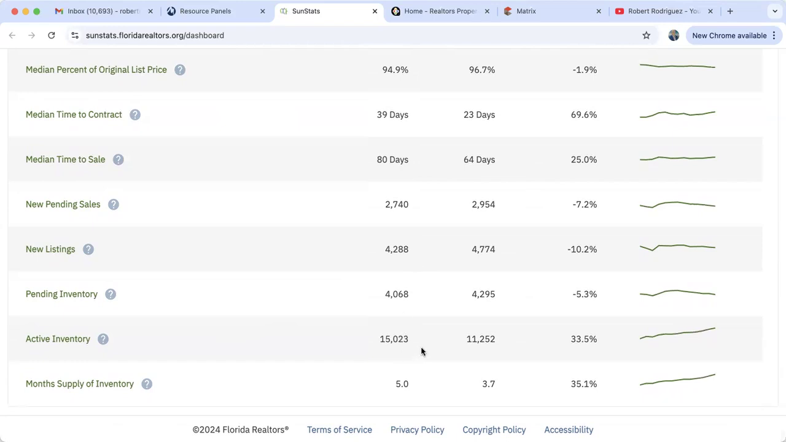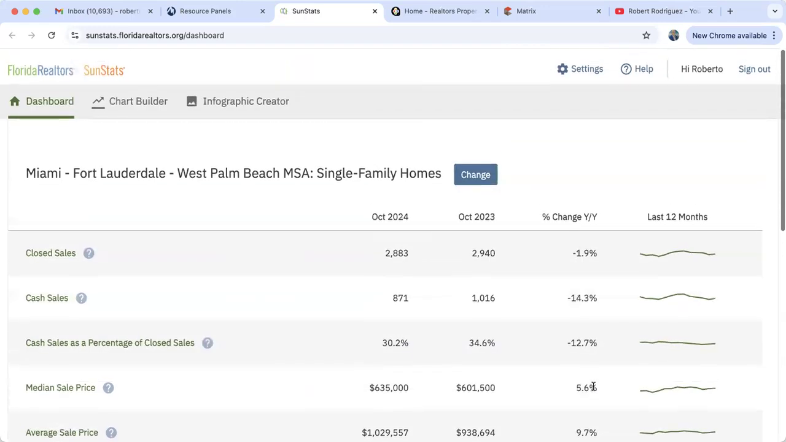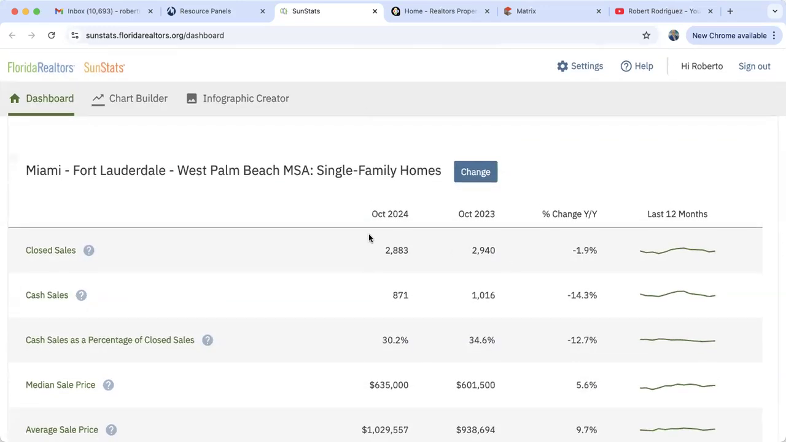Active inventory, we're looking at 15,023 single family homes. That's up 33.5%. And this entire Southeast Florida area is looking at a 5-month inventory. That's up 35.1% over a 1-year period. All right, so that is going to teach you about the market in Miami-Dade, Broward, and Palm Beach.